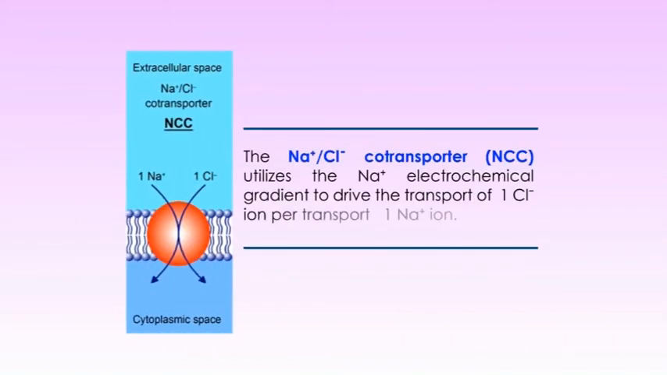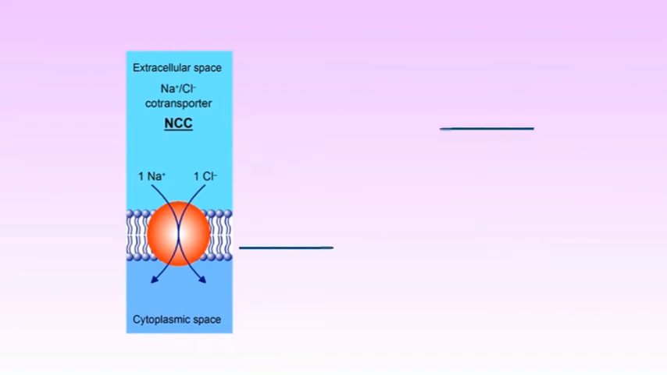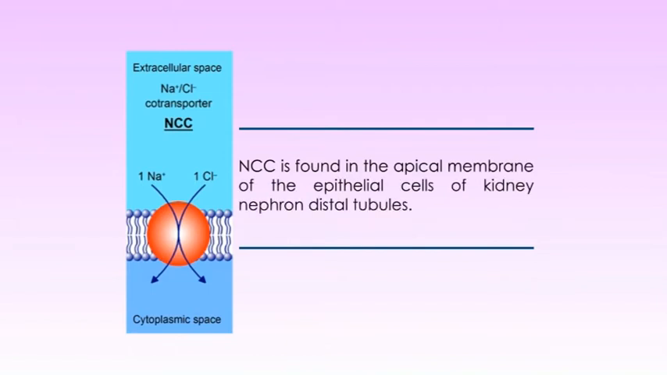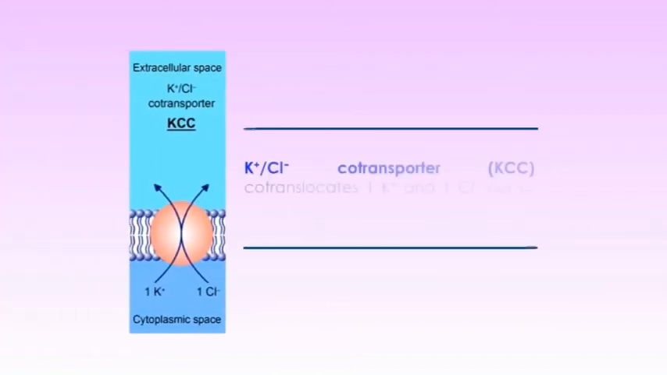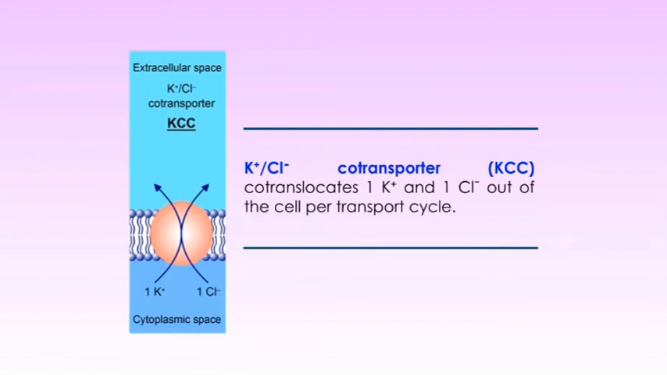The sodium chloride cotransporter utilizes the sodium ion electrochemical gradient to drive the transport of one chloride ion per transport cycle of one sodium ion. The sodium chloride cotransporter is found in the apical membranes of the epithelial cells of kidney nephron distal tubules. Potassium chloride cotransporter co-translocates one potassium ion and one chloride ion out of the cell per transport cycle.